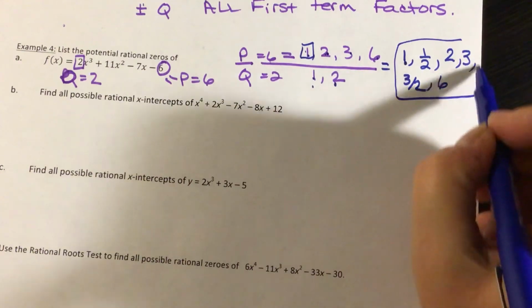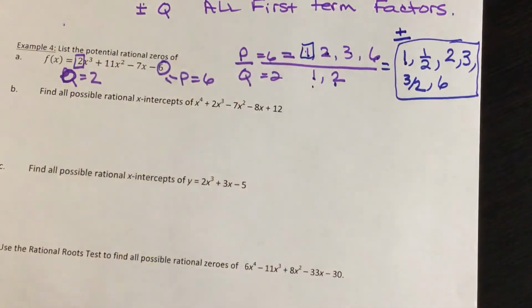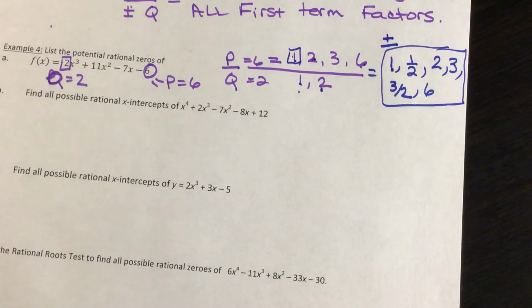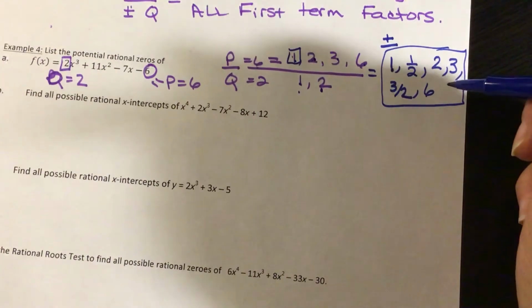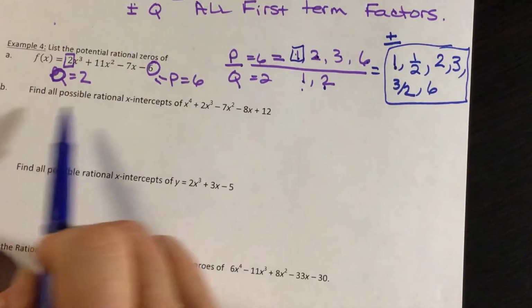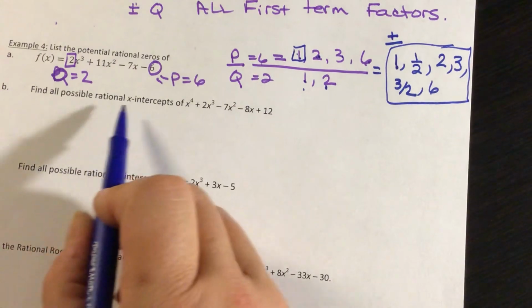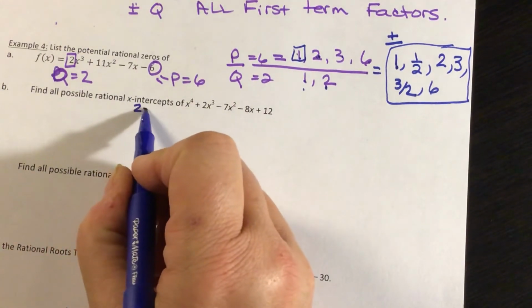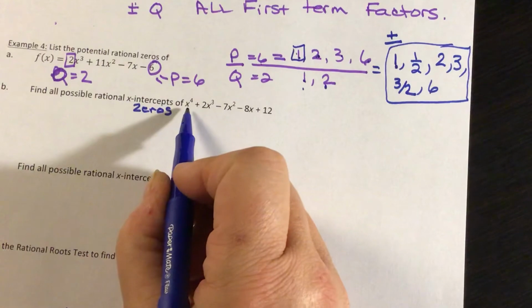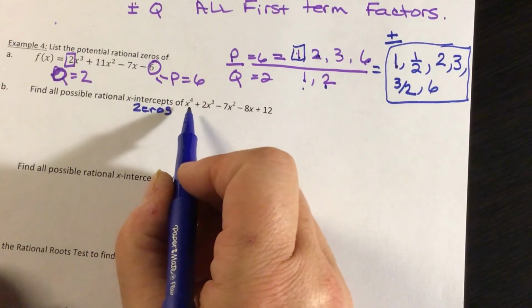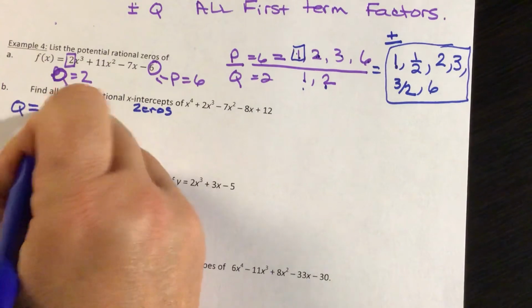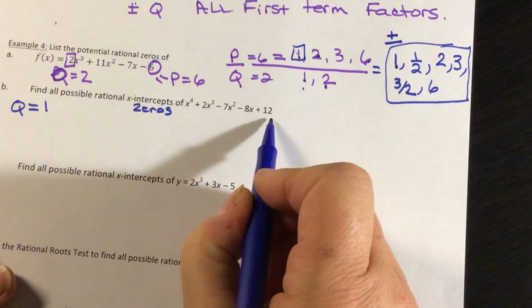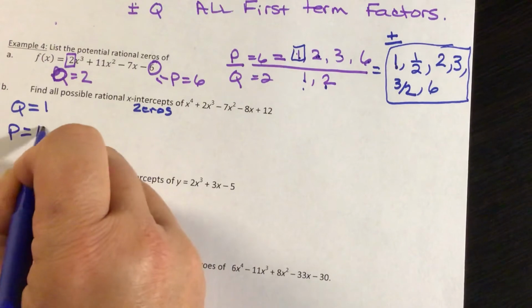So these are the numbers, the positive and negative values of those, that I can use to help find what the polynomial factors or the zeros are going to be. These are possible zeros. All right, so let's do some more. Rational x-intercepts. These are the same thing as zeros. All right, so our first term is Q, so Q is 1. Our last term is P, P is 12.